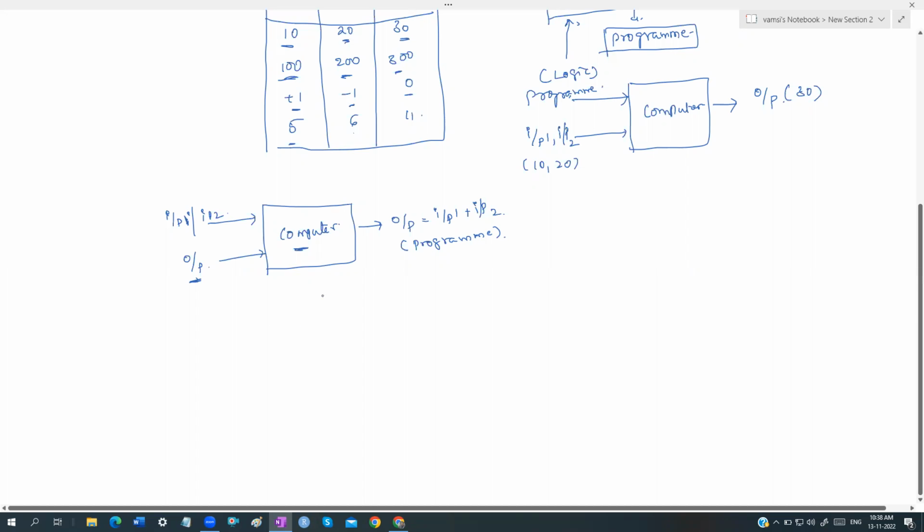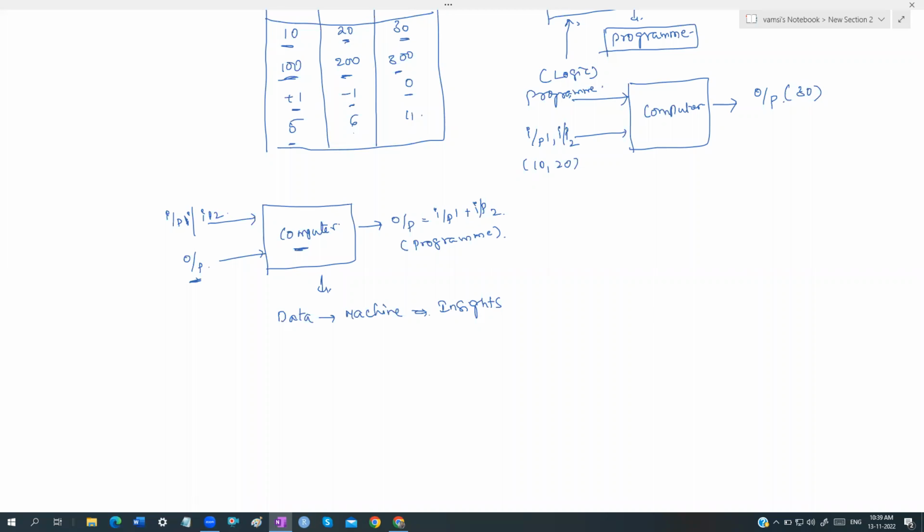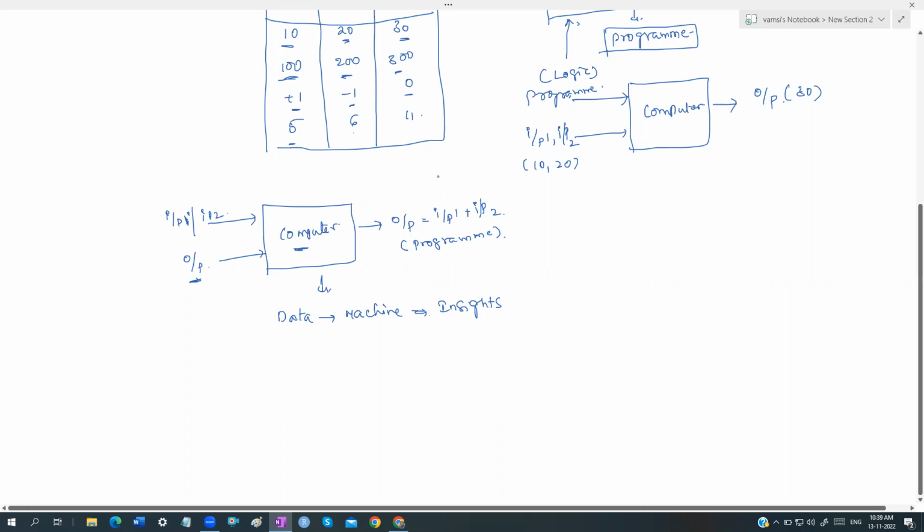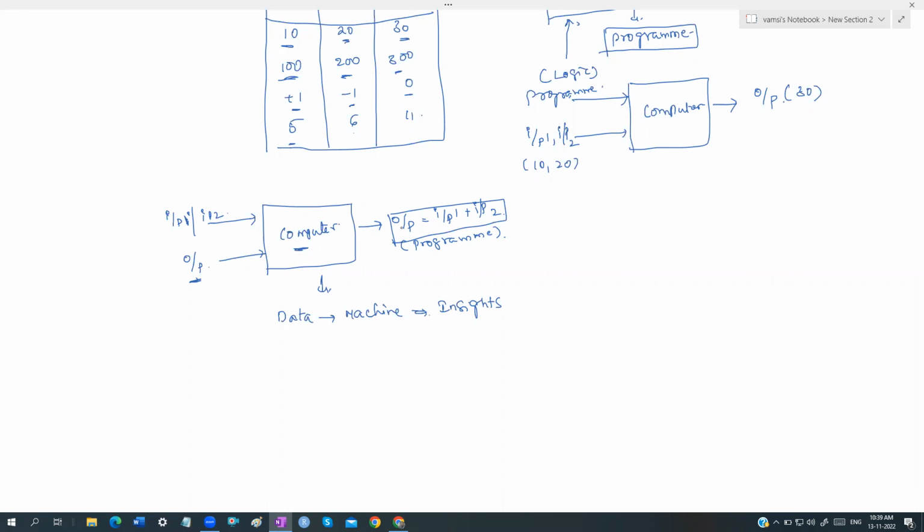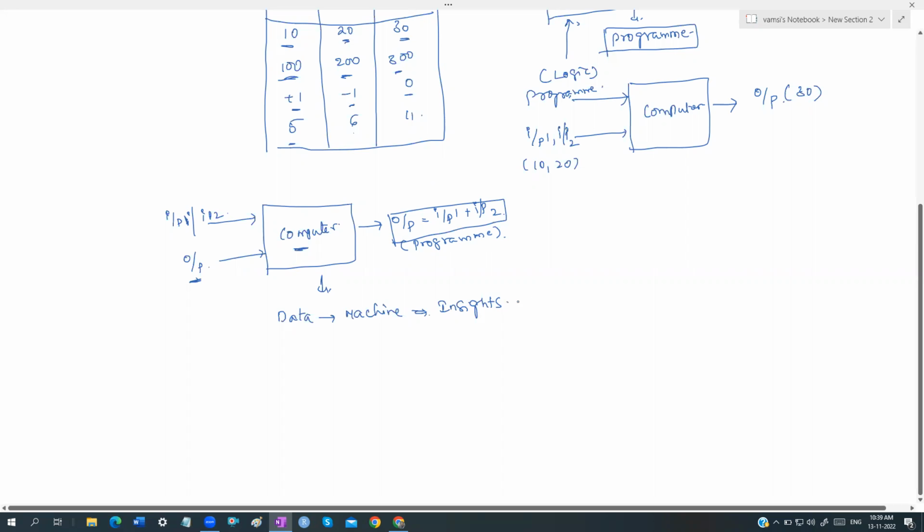So what is the meaning of machine learning actually? Data is given to the machine. The machine studies the data and understands the data. Whatever it has understood is given as insights. Insights are nothing but what the machine has studied. In the earlier case, output equals input 1 plus input 2; that is my insight. Whatever you have understood from the data is what we call insights. Based on these insights, we can do some kind of prediction, guys.